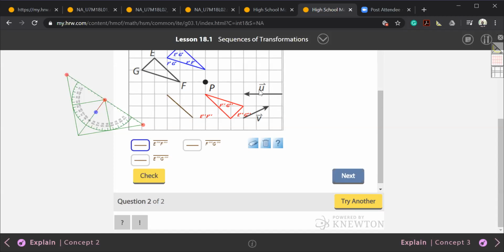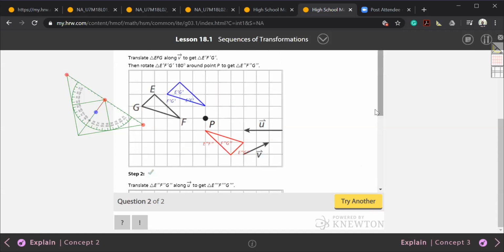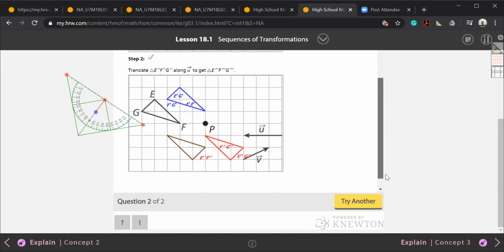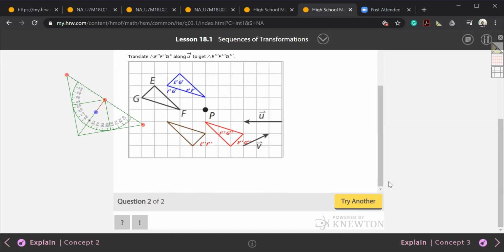Right? Let's check. What about G? Let's move 1, 2, and 3. So G double prime will be there. So we can say that EG will be in here. And then for FG, it will be like this. Yes, very good. Excellent. We did it. Okay, understood?